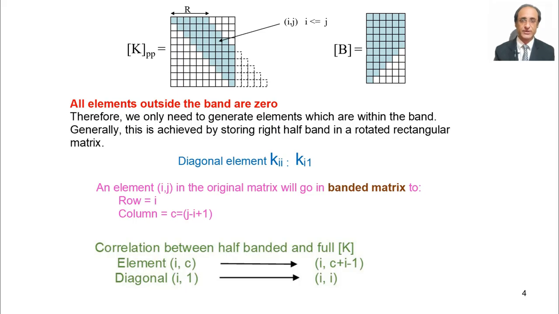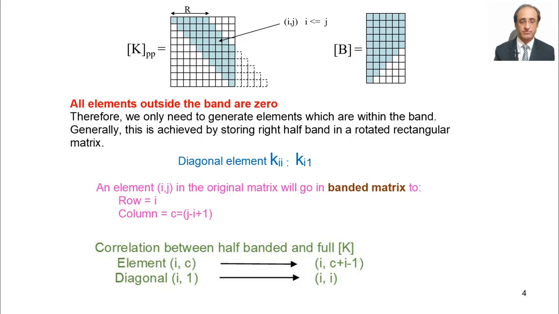And we can do it the other way also. Let's say we know a particular element of the banded matrix. Where will it go? Like here we have c equal to j minus i plus 1. So where will it go in the main matrix? Its original position is j, which is c plus i minus 1. So both ways, if we know a particular location here, we know what location it will go to here. Or in other words, if we know a location here, we can find its original location there.